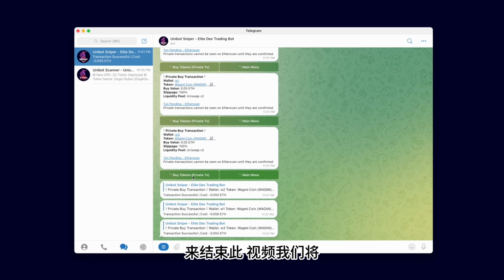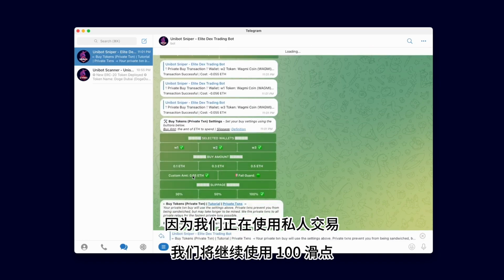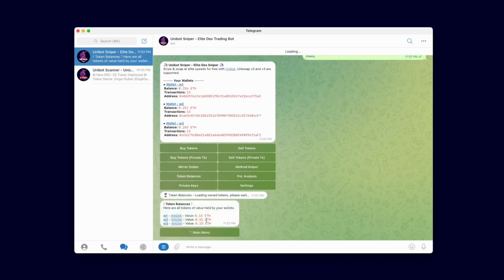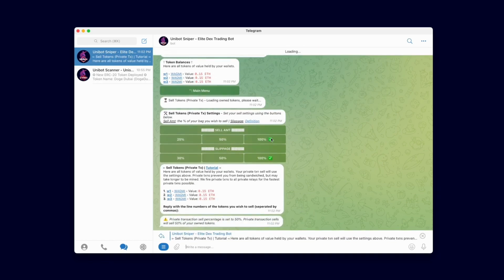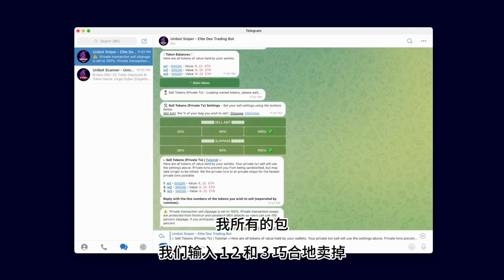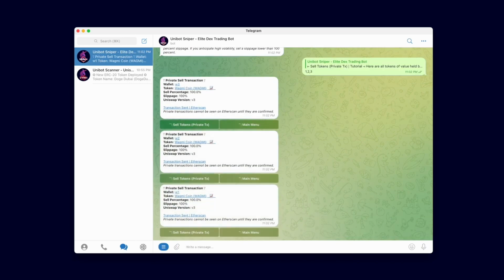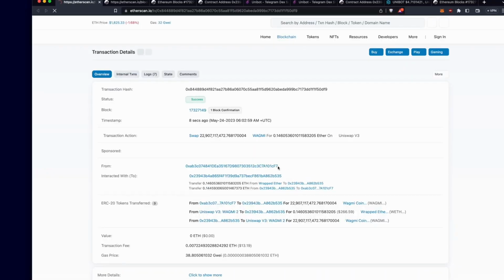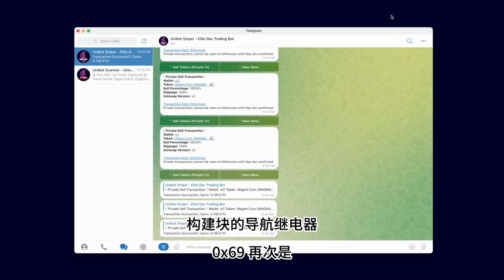To conclude this video, we will demonstrate a private transaction sell to sell the tokens we bought. Since we are using a private transaction, we will continue to use 100% slippage. We enter 1, 2, and 3 to sell all my bags. Coincidentally, 0x69 was again the MEV relay that built the block.